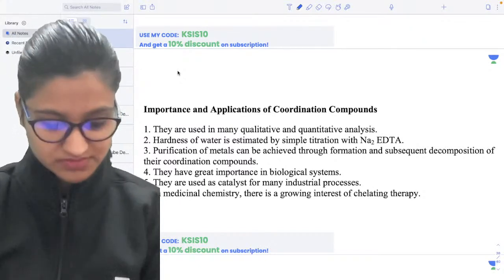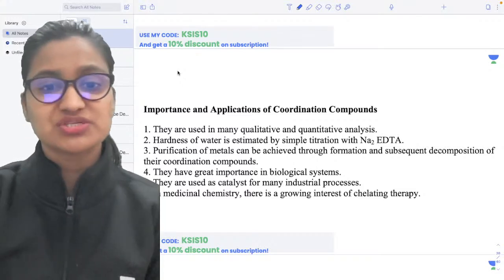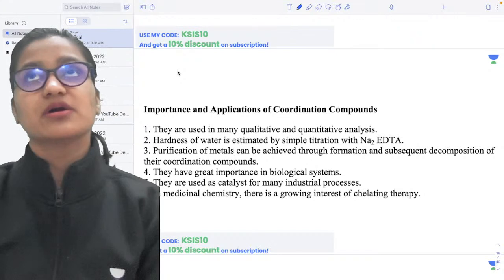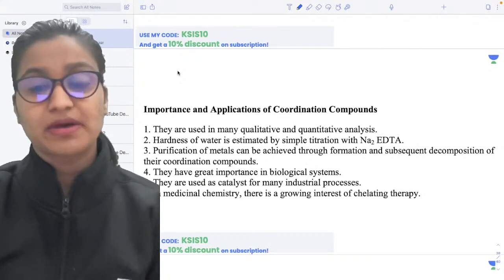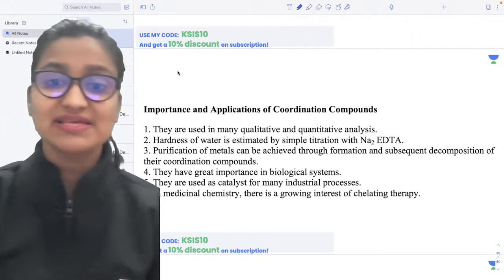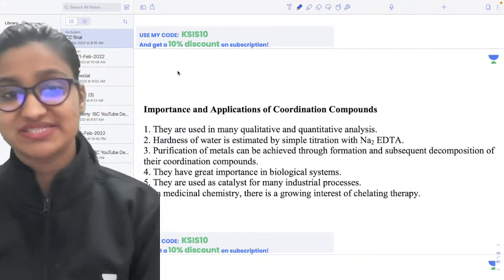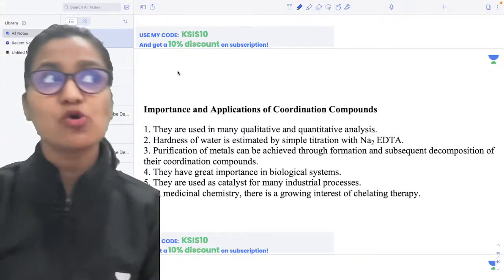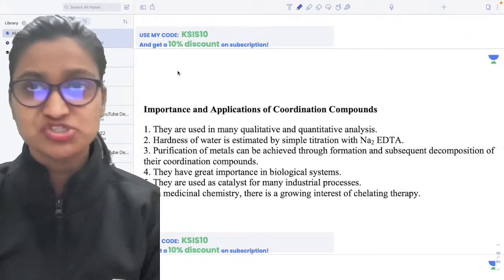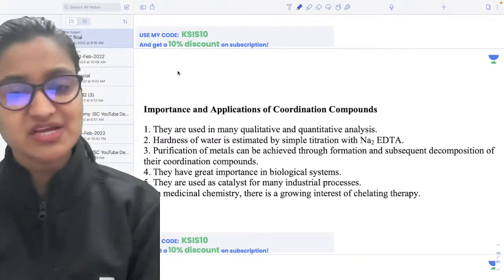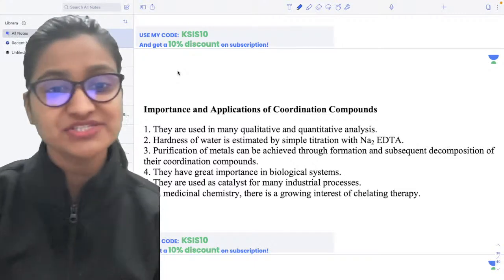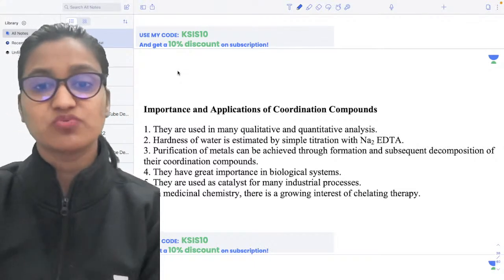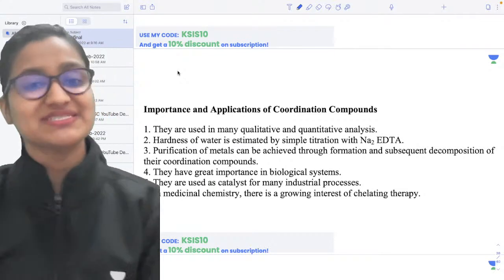Okay, so they are used in many qualitative and quantitative analyses by using the coordination compound EDTA, ethylenediaminetetraacetate. Hardness of water can be determined, that is, which salts are present in water, so the hardness of water can be estimated when it is titrated with Na2EDTA.